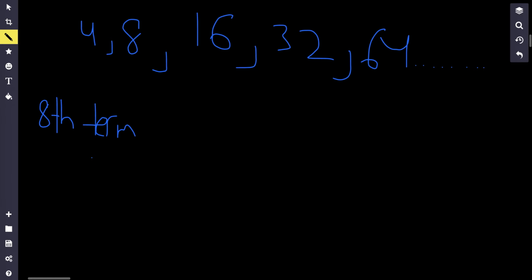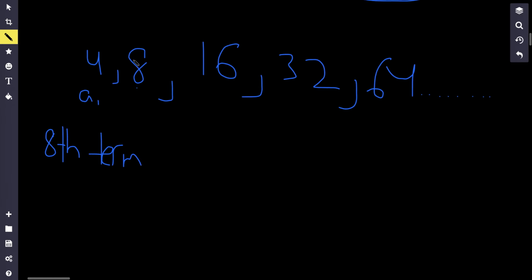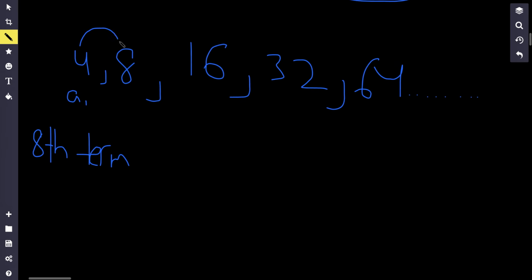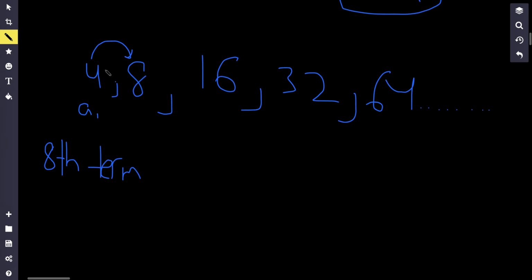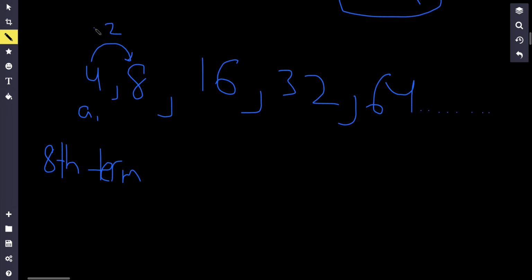Well, so right here we have our first term. One thing we can do is we can kind of manually do this, right? So in this case, what's our common ratio? What number do I have to multiply 4 by to get to the next term? Well, that's going to be 2, right?